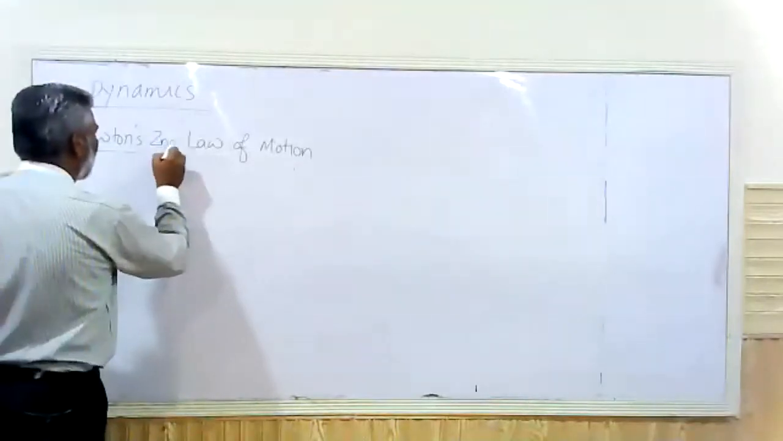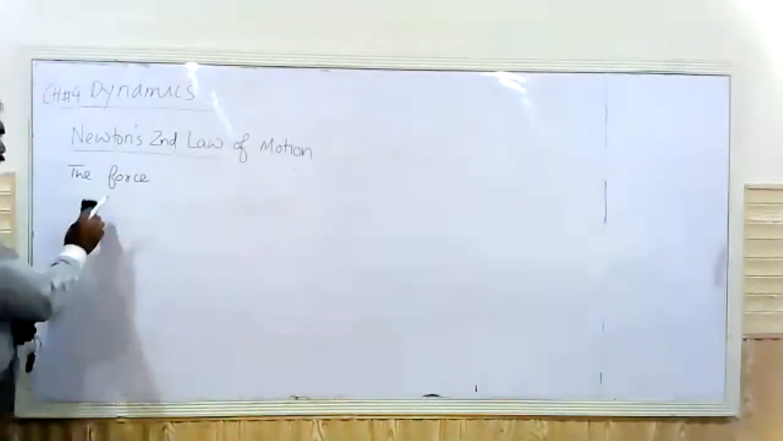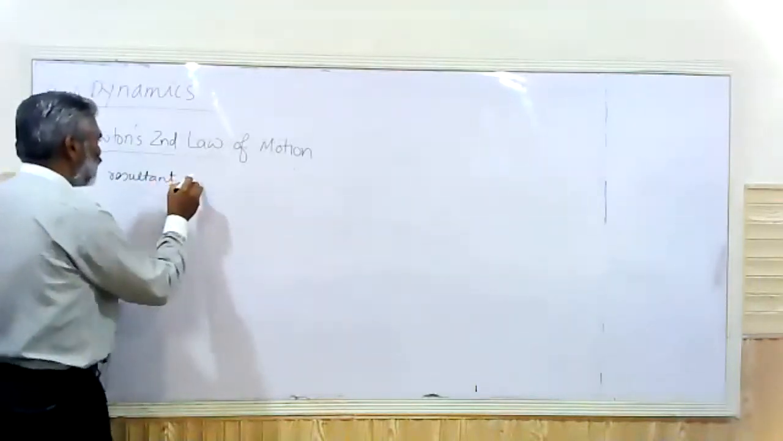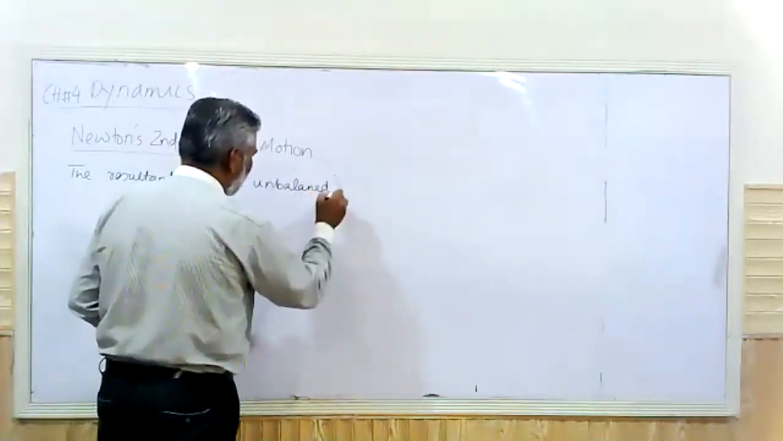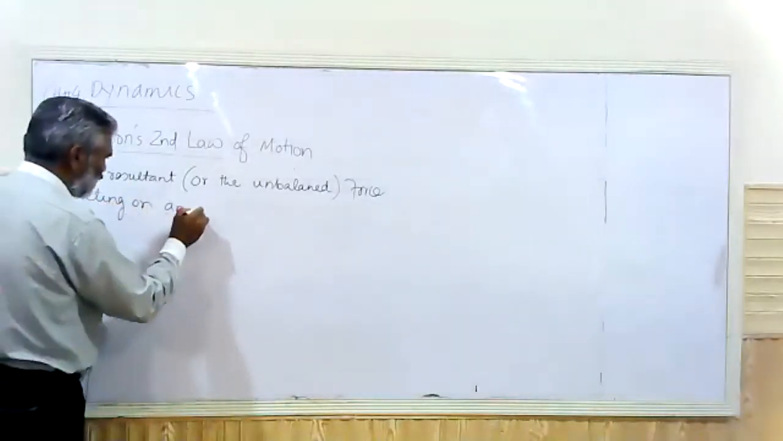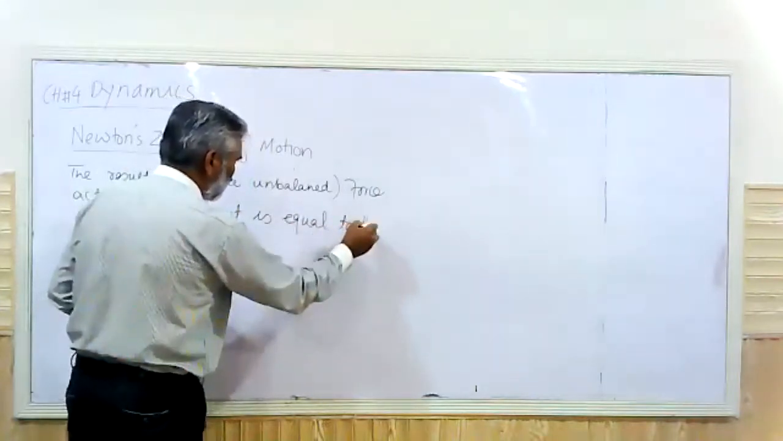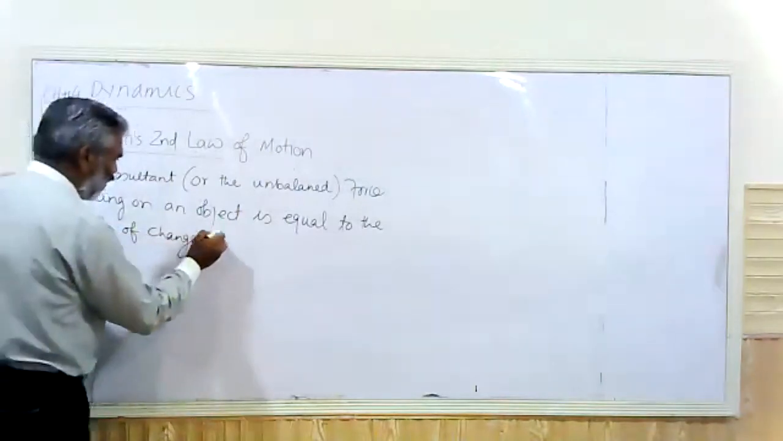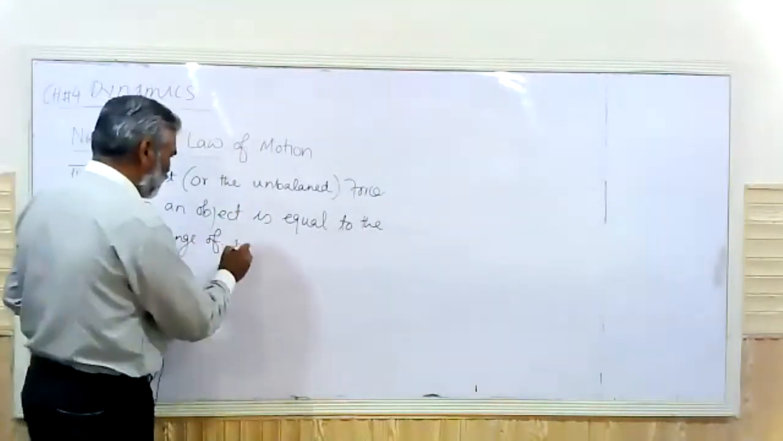Newton's second law of motion states that the resultant force, or the unbalanced force, acting on an object is equal to the rate of change of its momentum.